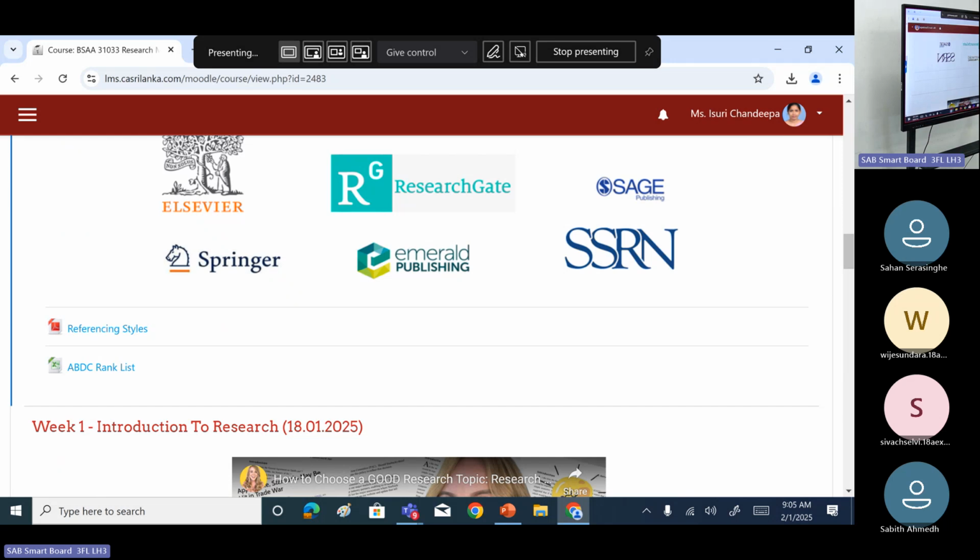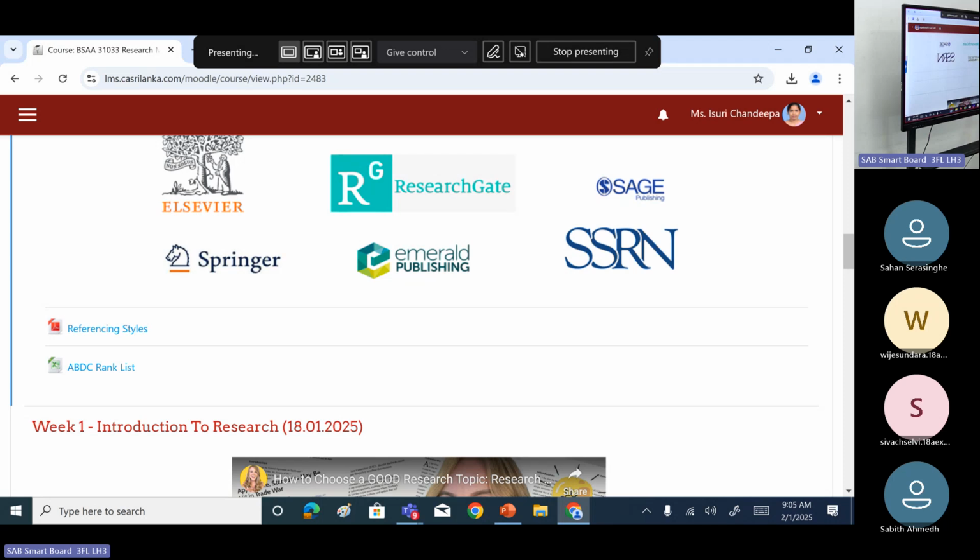There are a lot of councils, but we are taking two examples. The first one is ABDC, not ABCD, ABDC: Australian Business Deans Council. The other one is Scopus, I can't exactly remember the words. I will upload the Scopus list also here.